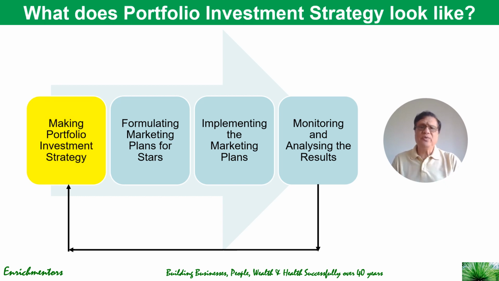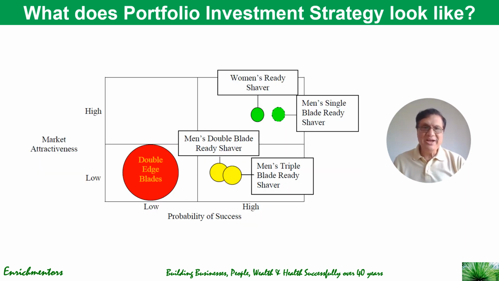So what does the portfolio investment strategy look like? Let's have a quick look before we go into the next module about how you can formulate that. That question we will leave for later. So let's look at how it looks. Ultimately, the portfolio investment strategy maps all the products that you have, the product lines, or it could be a category of products, on two dimensions, basically from the point of view of where you should invest your resources.